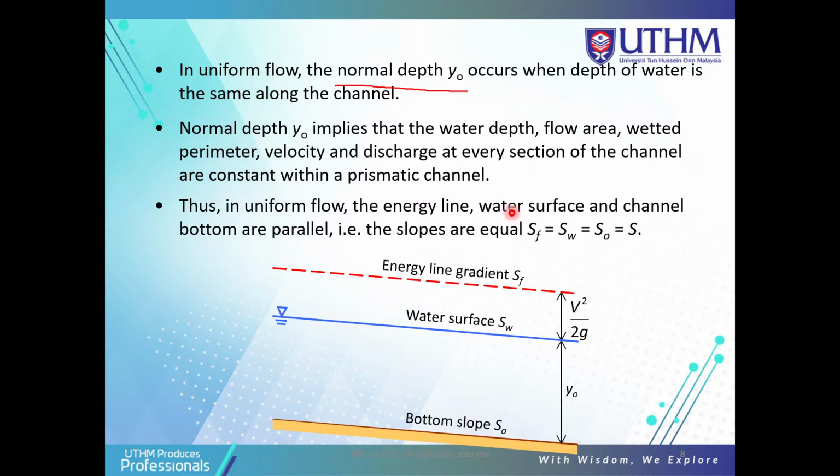In uniform flow, the energy line, water surface and channel bottom are parallel, and the slopes are equal to SF. The energy line gradient is equal to the gradient of the water surface and equal to the channel bed slope, which is also equal to S naught. So this is the normal depth for uniform flow.